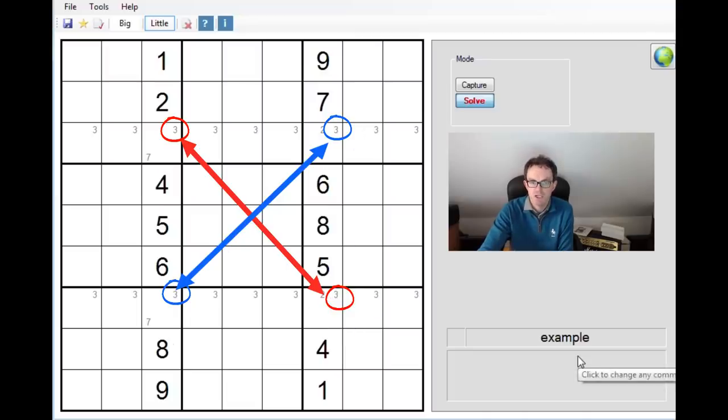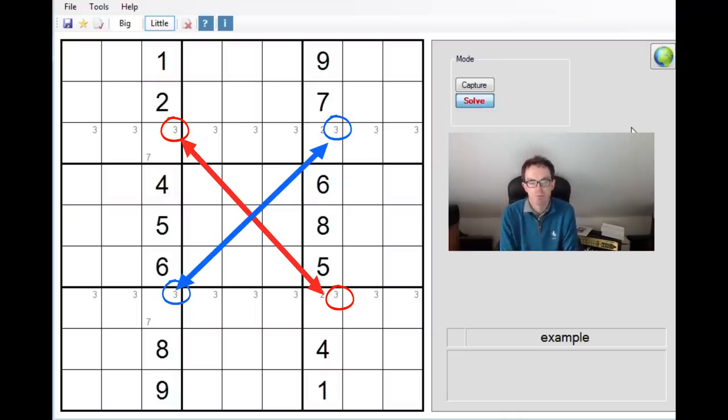Now, what's the implication of that? Well, it means there can't be threes. For example, there can never be a three in this square where the cursor is now, because it will either be eliminated by there being a three in this square or this square. One of those things must be true. So this is the basic X-wing pattern.